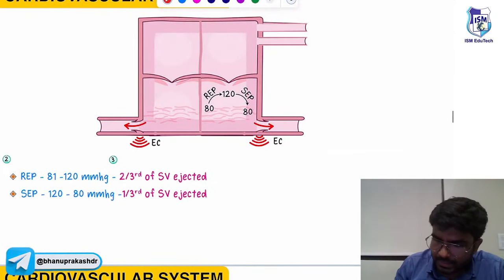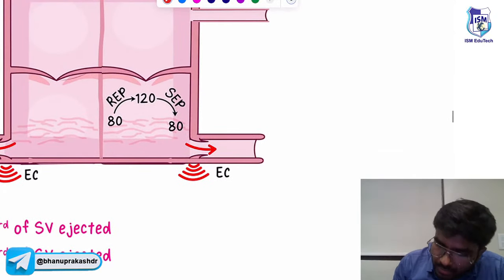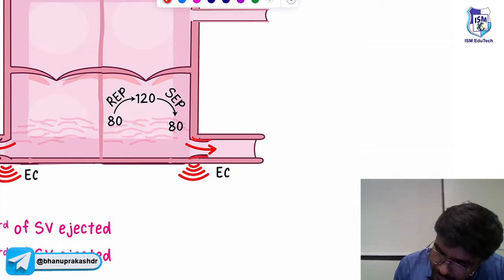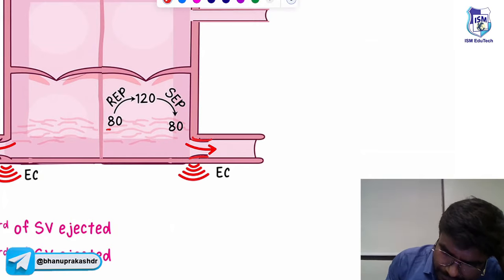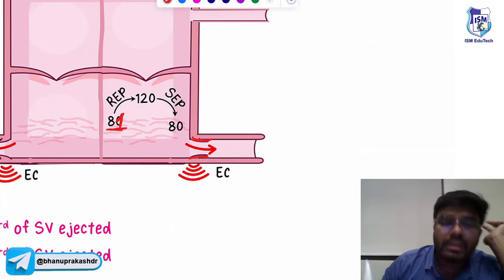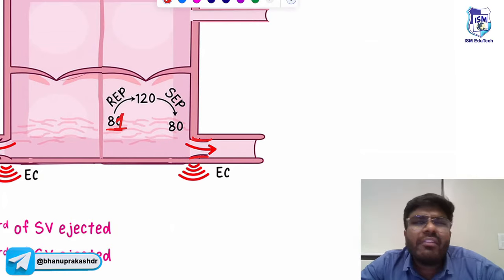Okay, look here. Now the aortic valves are opened. The left ventricle has now generated a pressure of 81, for example. But the left ventricle is a tough guy.